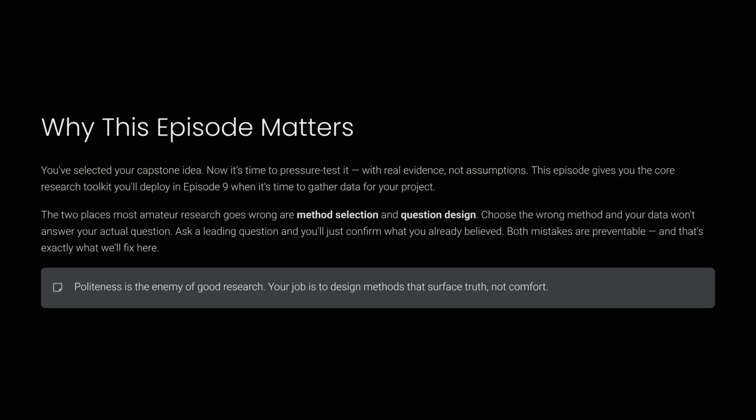Why does this episode matter? You have your capstone idea, and now it's time to pressure test it with real evidence, not just your own assumptions. We'll cover method selection and question design, two areas where research often goes wrong. The goal is to surface the truth, not just comfort.